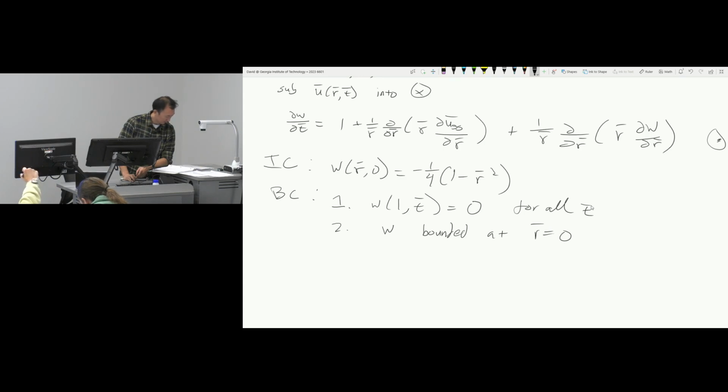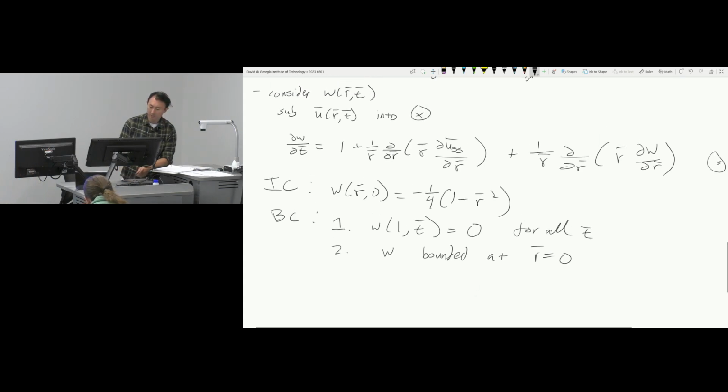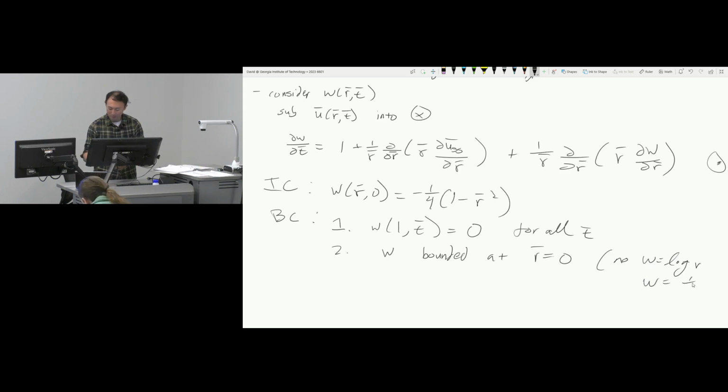I'm going to ask a dumb question, but I have to. What do you mean by bounded? Bounded just means not infinite. I can't have a log of 0, and I can't have 1 over r there. So no W equals log r, and no W equals 1 over r.